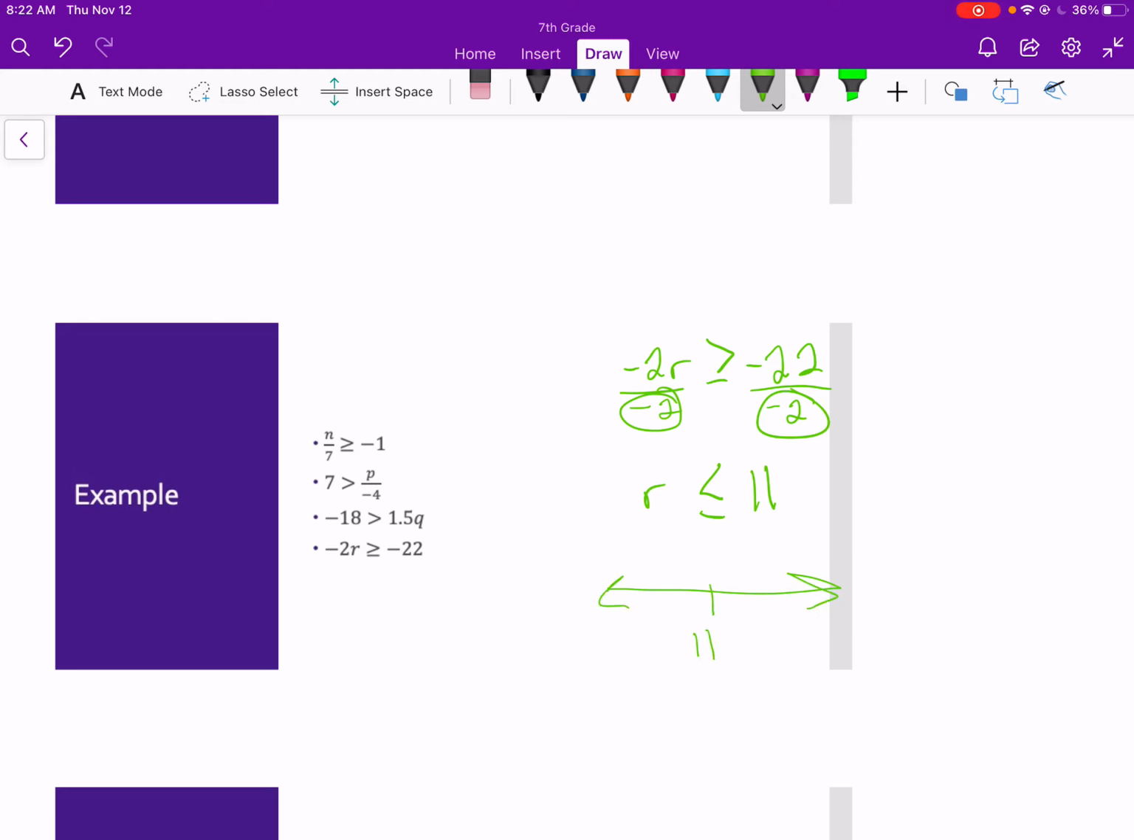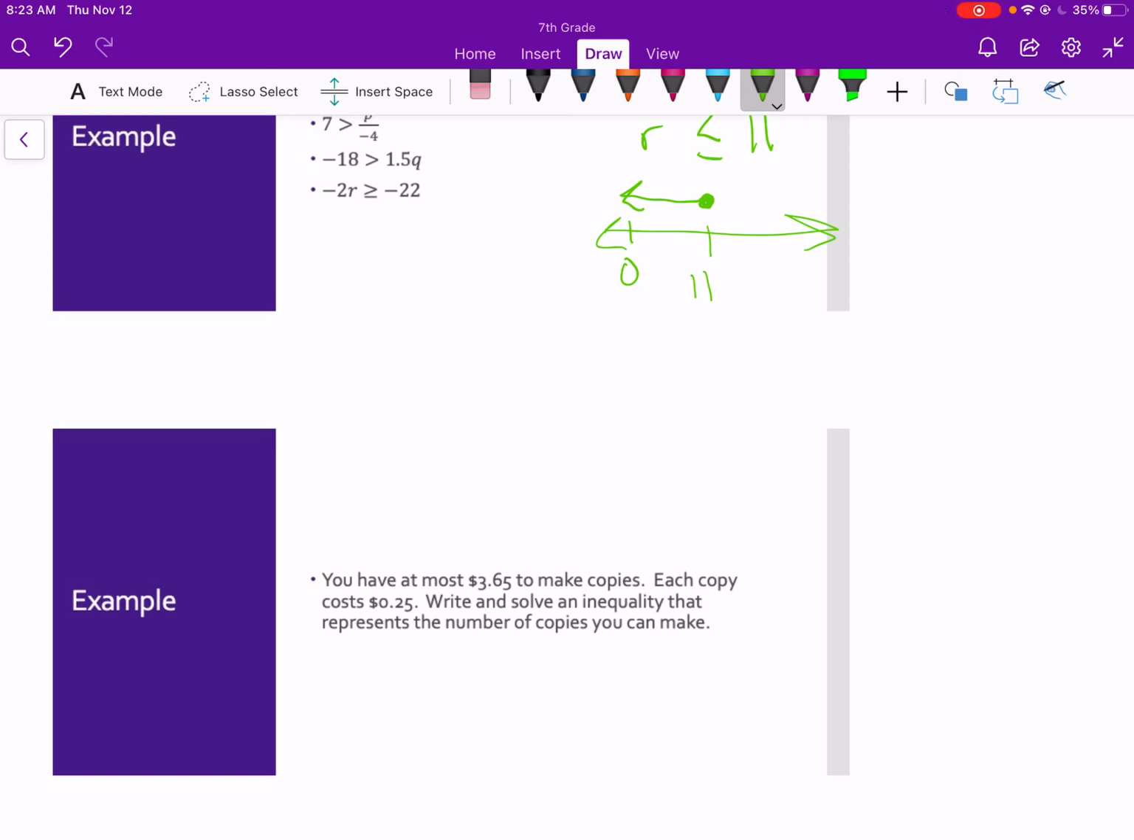So I'm going to plot down 11. It's a closed circle because we have the equal to. Pick my favorite number of 0. Is 0 less than or equal to 11? Well, yes, it is, so I'm going to point toward the 0.